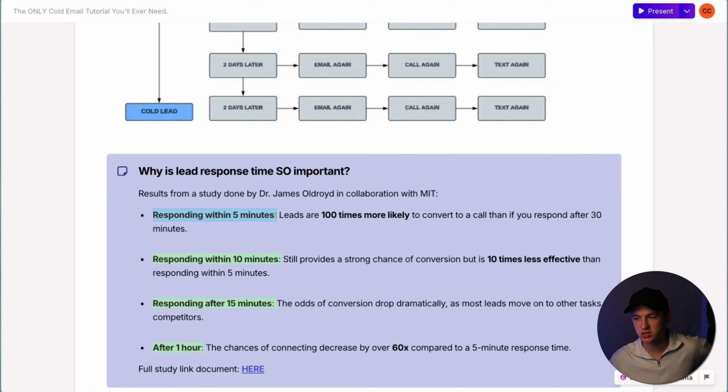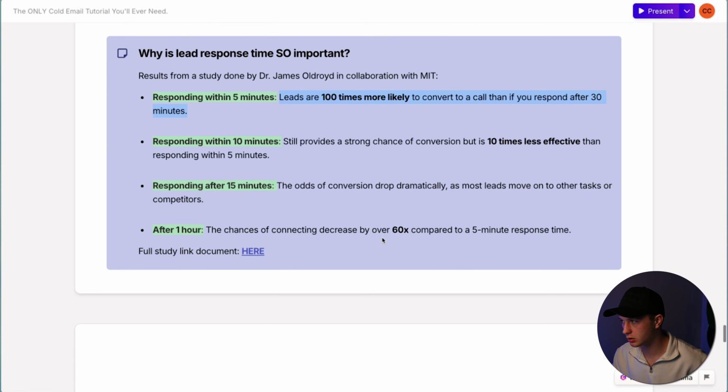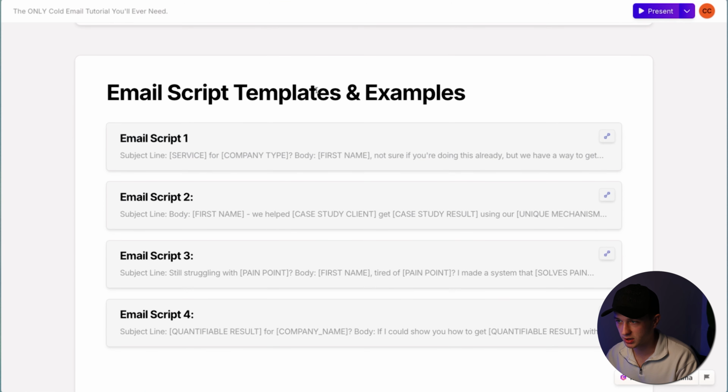Responding within 5 minutes, leads are 100 times more likely to convert into a call than if you're responding within 30 minutes, right? So that 25-minute gap makes the world of a difference. Literally a 100 times difference. So that's how important this is. You need to be responding to people quickly, within 5 minutes, if not even quicker. Then there's more data here as well. That's that.